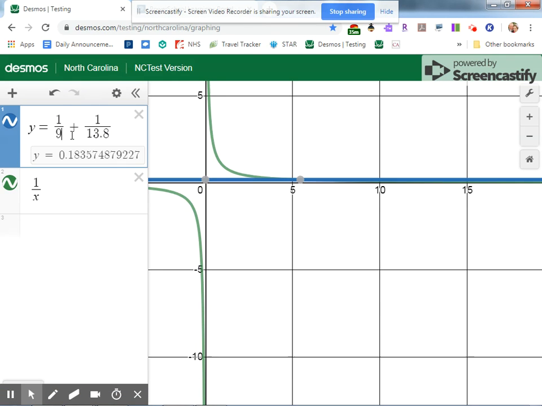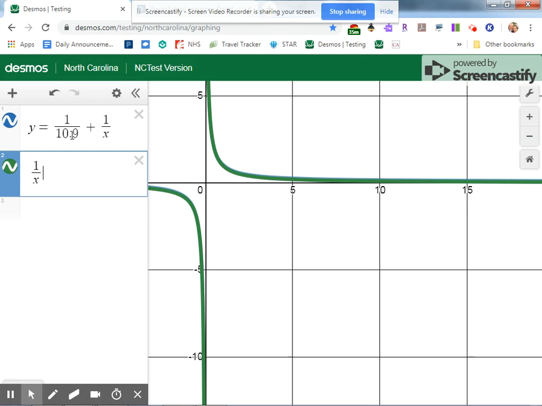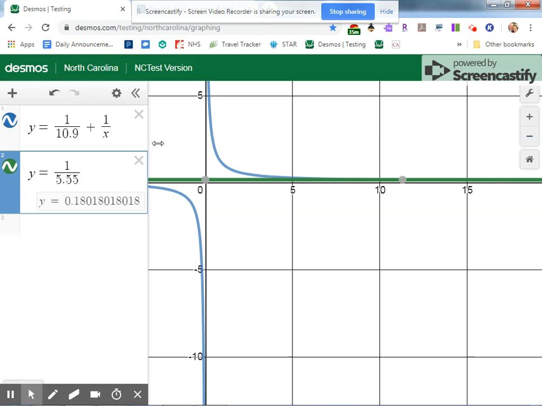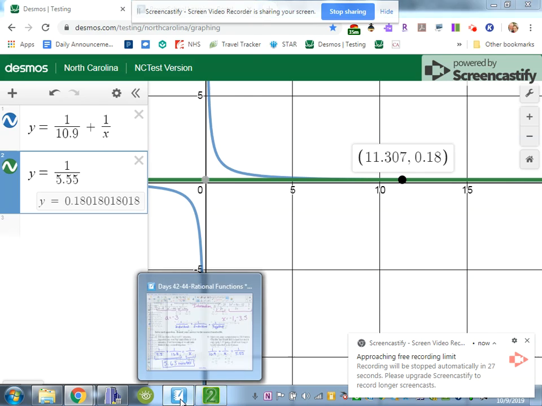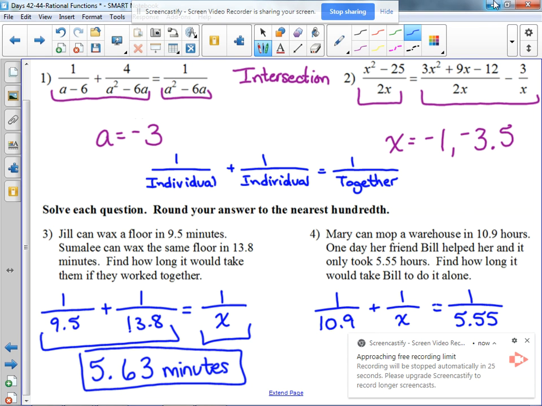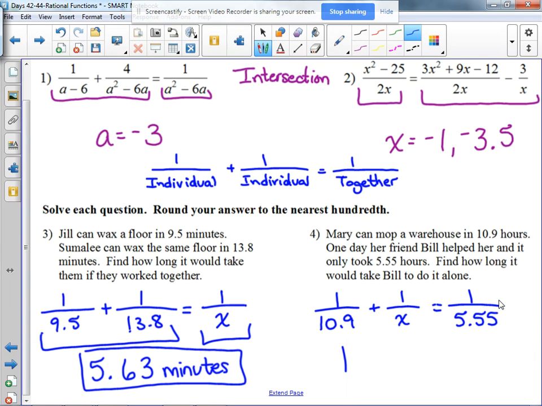So I can leave that y equals, even though I'm going to have an x here this time. I'm still going to leave it as y equals, and then y equals 1 over 5.55. Okay? I don't really have to move my graph. I can see the intersection point right there, 11.307. And if we round that like we're supposed to, 11.